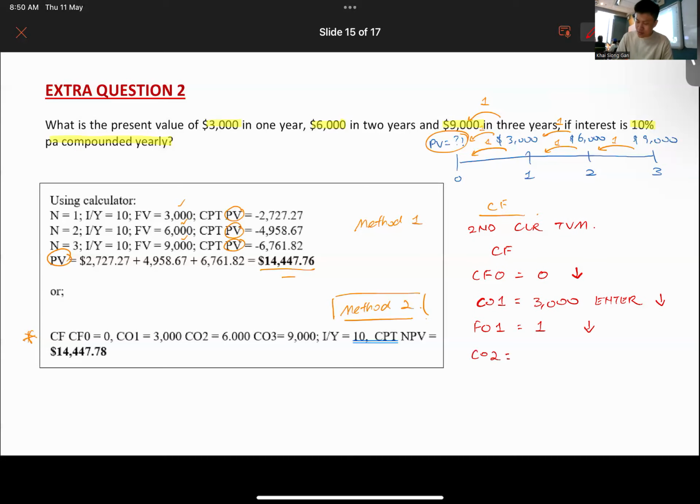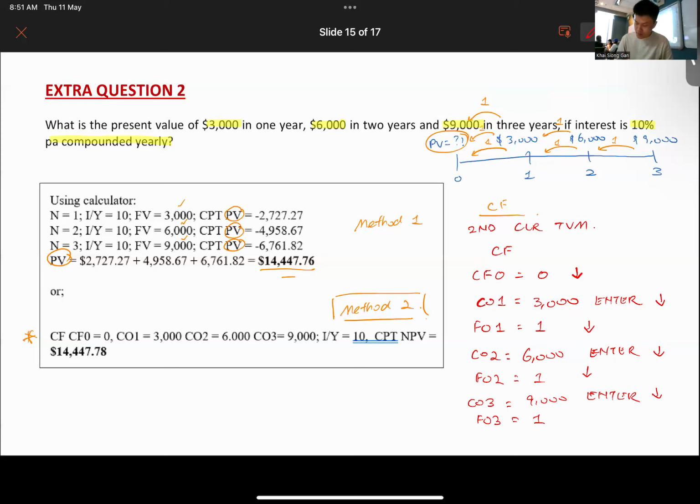Okay, C02. How much? 6000. It's already keyed in, right? So you don't have to key in. Okay, 6000. Enter. Go down. Okay, and then F02 equals to 1 also. Go down. C03 is 9000. Enter. Go down. F03 equals to 1.